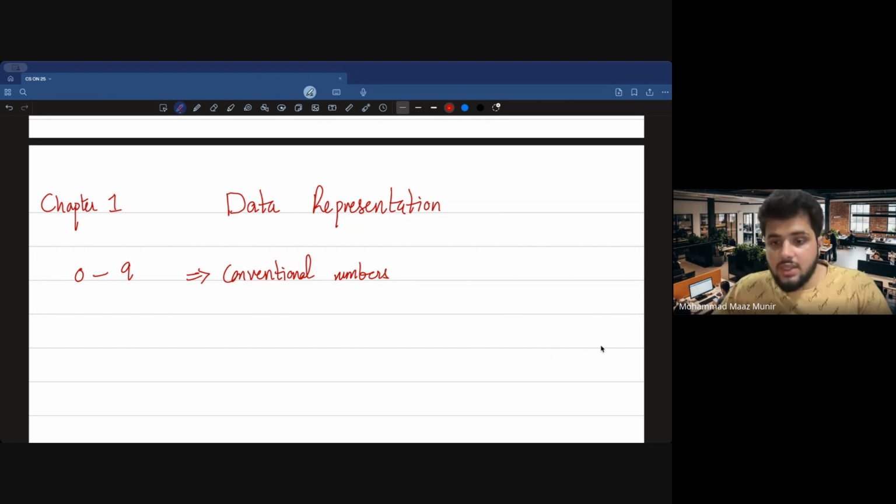Okay, so we basically have these 9 digits. Yes, exactly. We have these digits in our conventional counting, 0 to 9, right? So if I want to count how many students are there in the class, let's say we have 10 students right now in the class. These 10 are basically numbers from 0 till 9.